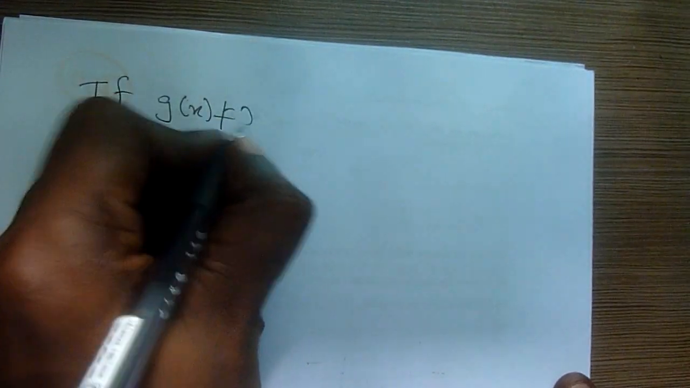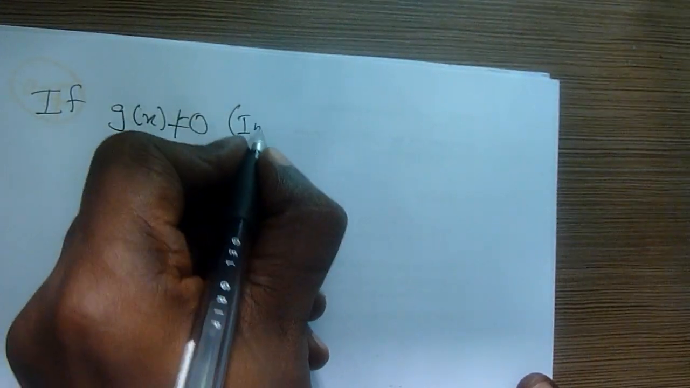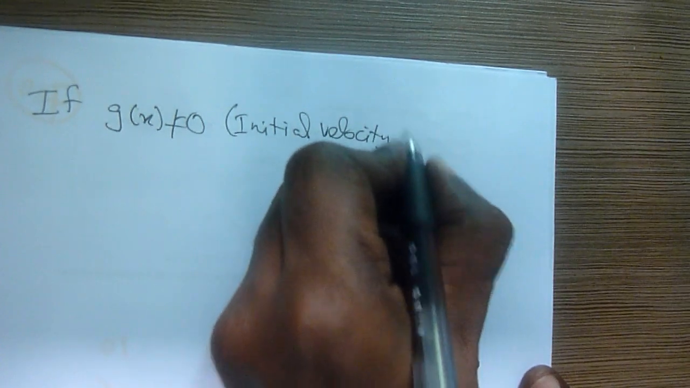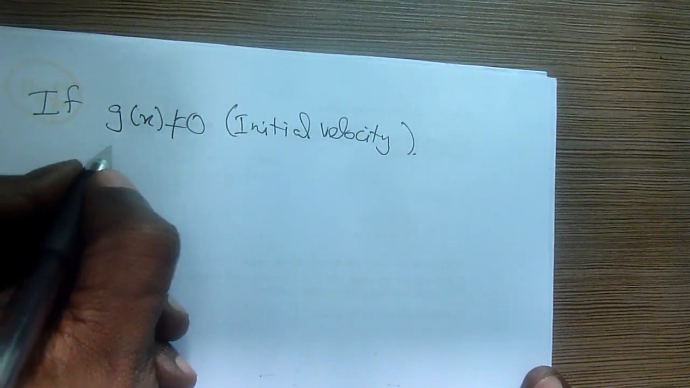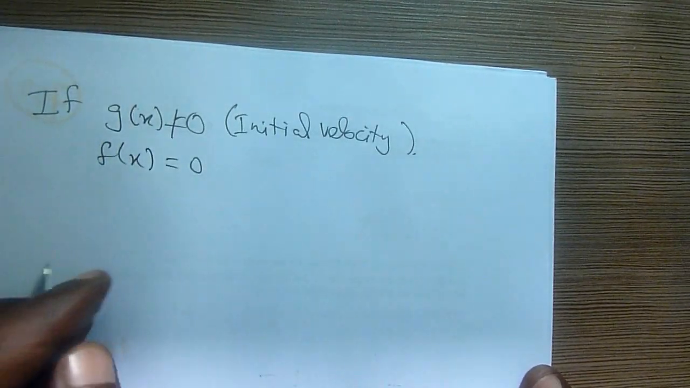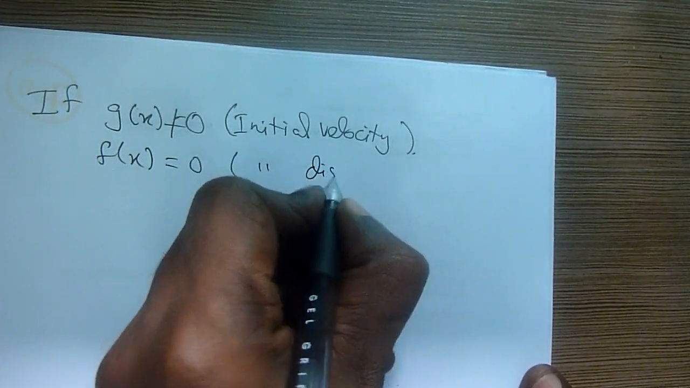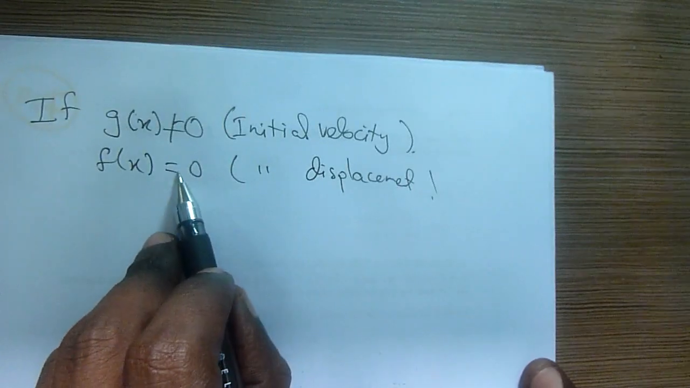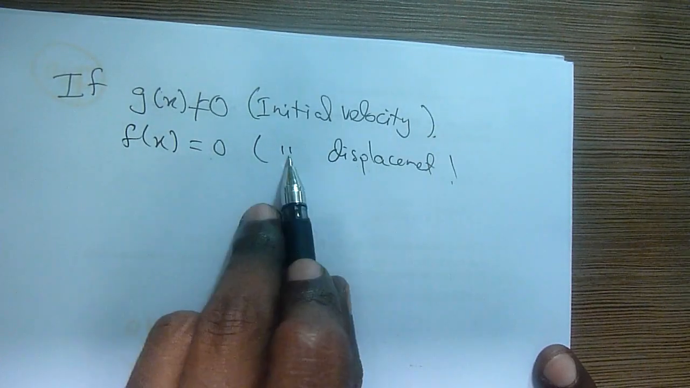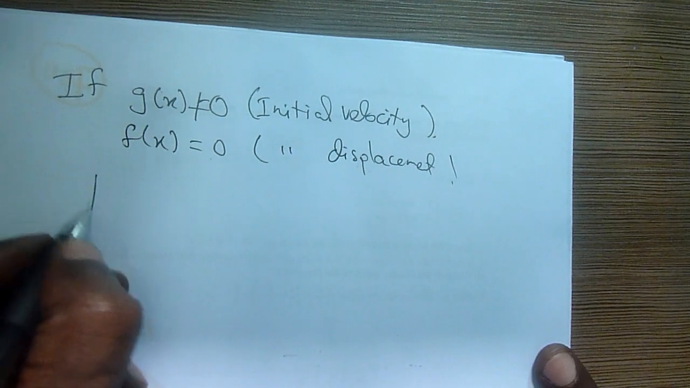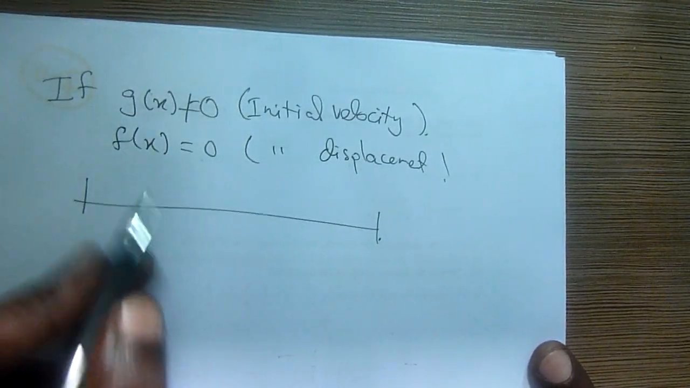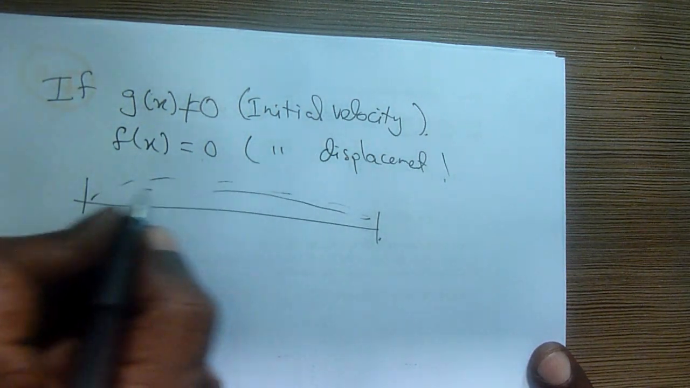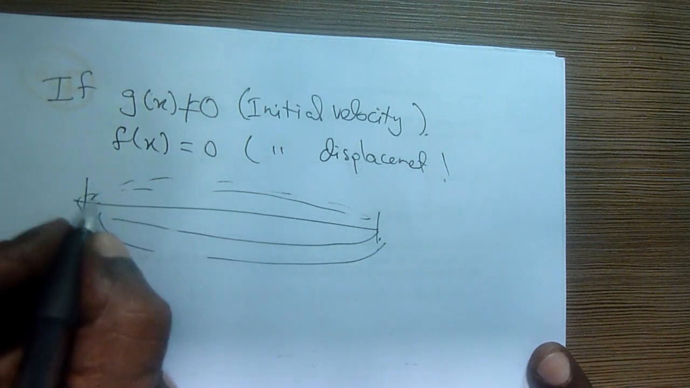Similarly, if the case is gx not equal to 0, that means the initial velocity is not 0 and fx is 0. That means the initial displacement is 0. Can you understand why? How can the initial displacement be 0, you know? That means what they are trying to say is that this string is vibrating like that, under the vibration.